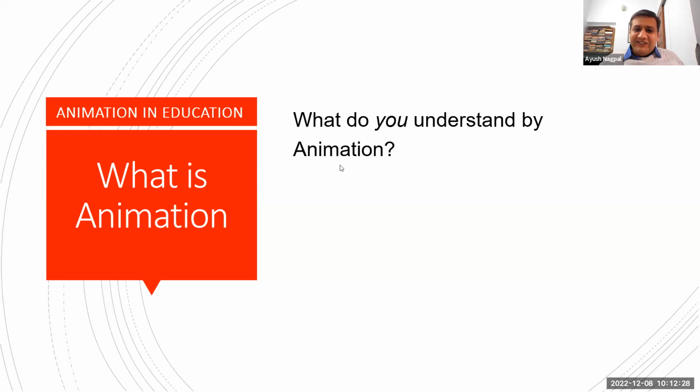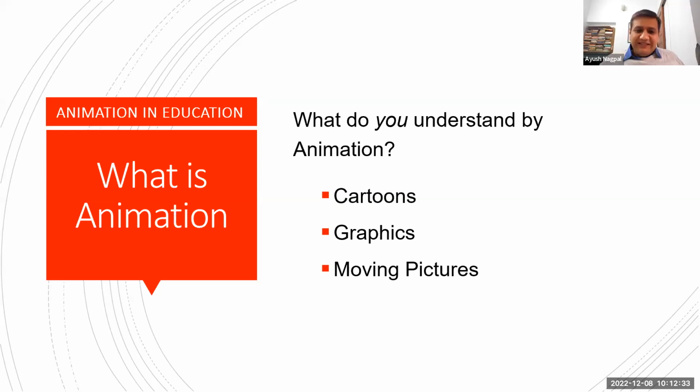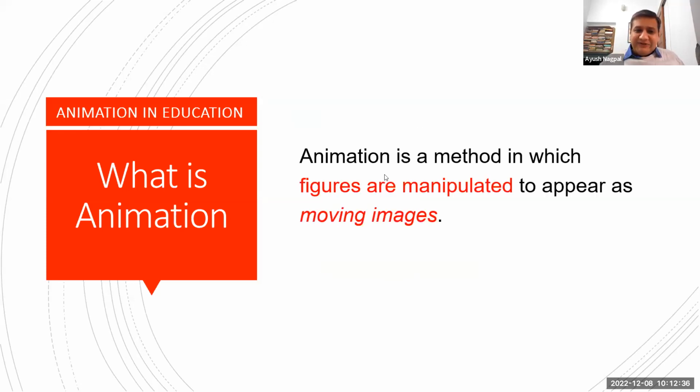It's not that simple. Some people say animation is cartoons, graphics, moving pictures, but is there anything moving? Let's come to it. Animation is a method in which figures are manipulated to appear as moving images, right? Manipulation, somebody had very correctly said. So, figures are manipulated to appear as moving images. Images are not really moving. Mind it, this is something that we really need to understand. There's nothing moving, right? When there's nothing moving, then why do we feel things are moving?